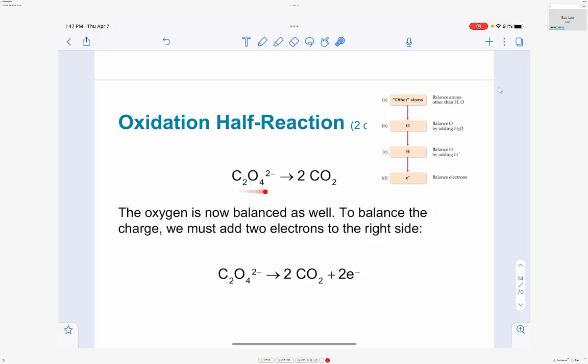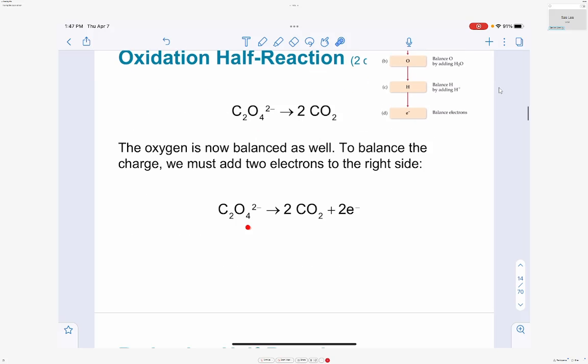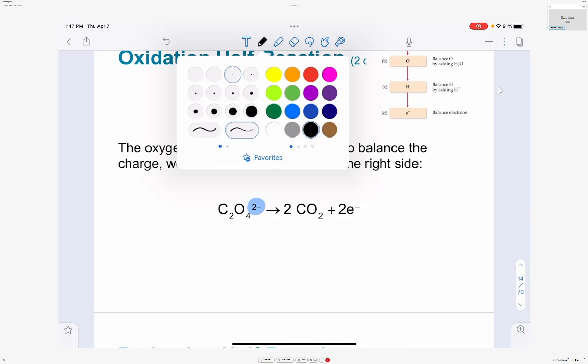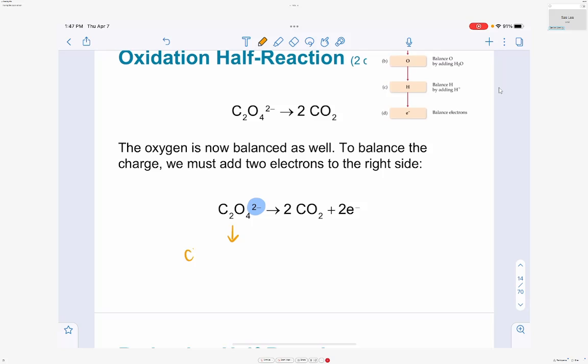But since we don't have hydrogen in this portion of the equation, we will move on to balancing the charge of both sides of the equation. Since the left side has a charge of 2 minus, sorry, charge of 2 minus. Okay, charge is different from oxidation number. Charge of 2 minus.